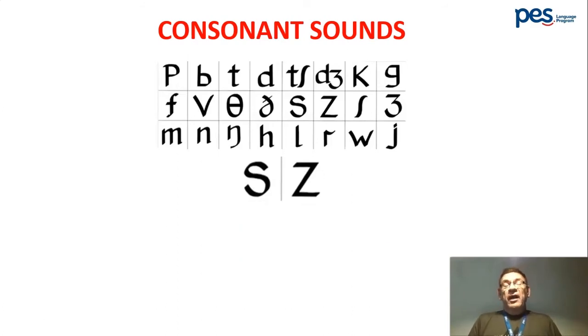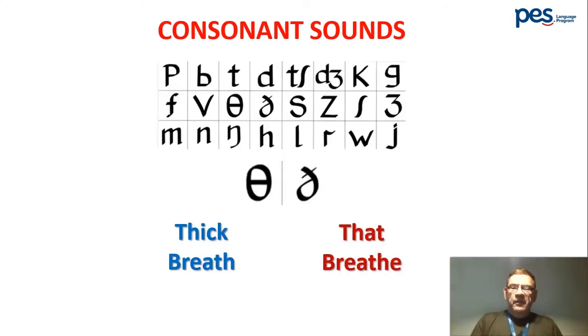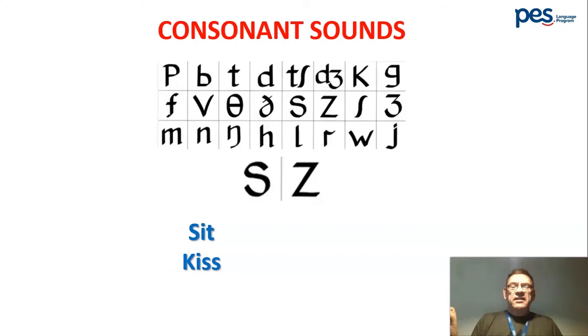Oh, here we have, sorry, so we have sit, and we have kiss. For example, the word stop. This sound is quite strong, right? Stop. There is no E in the beginning. It's not is stop. It's stop. Stay. And the Z. Zoo.